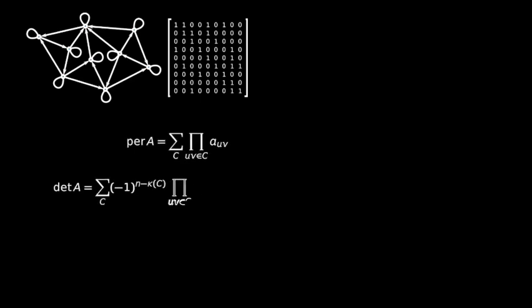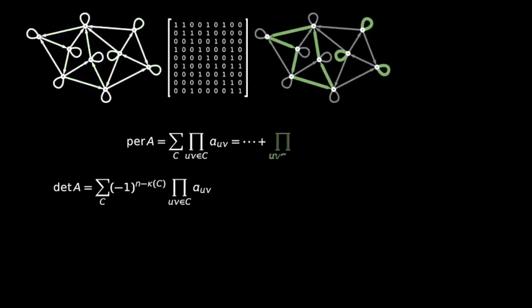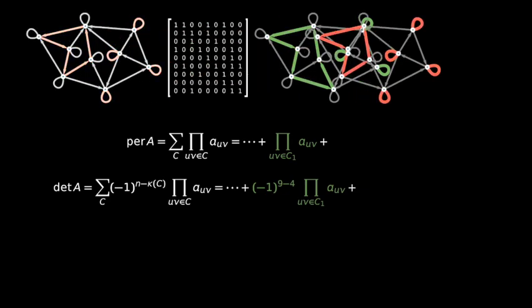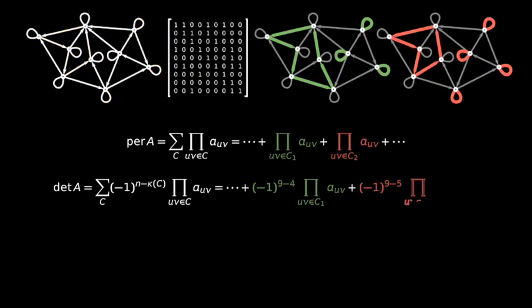Let's look at how each of these cycle covers affects the permanent and the determinant, respectively. Clearly, the green cover contributes to the permanent. In fact, the corresponding term is exactly 1, but let me write it in this clumsy form just to see what's going on. On the other hand, the green cover contributes negatively to the determinant. Things are notably different for the red cover, which contains only odd cycles.